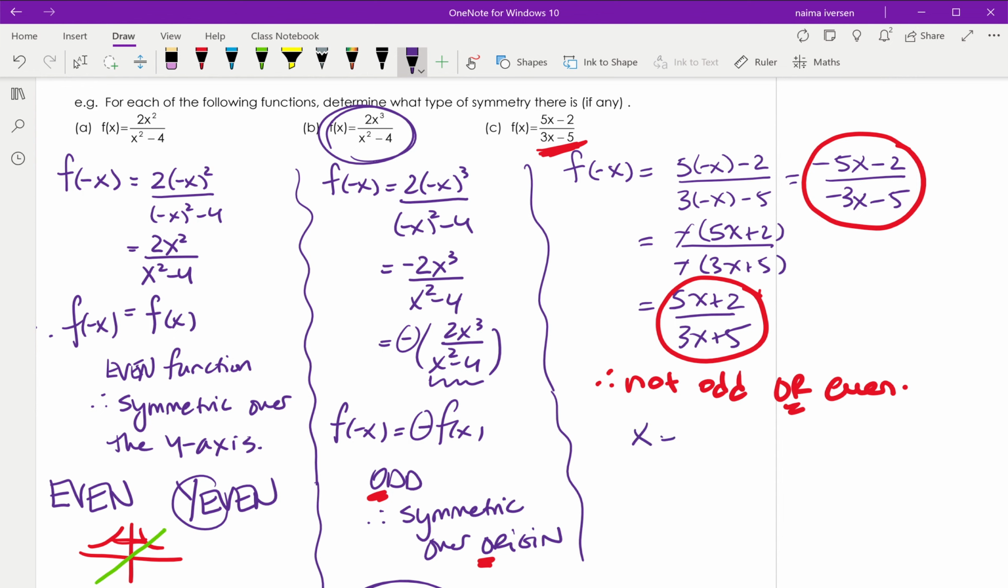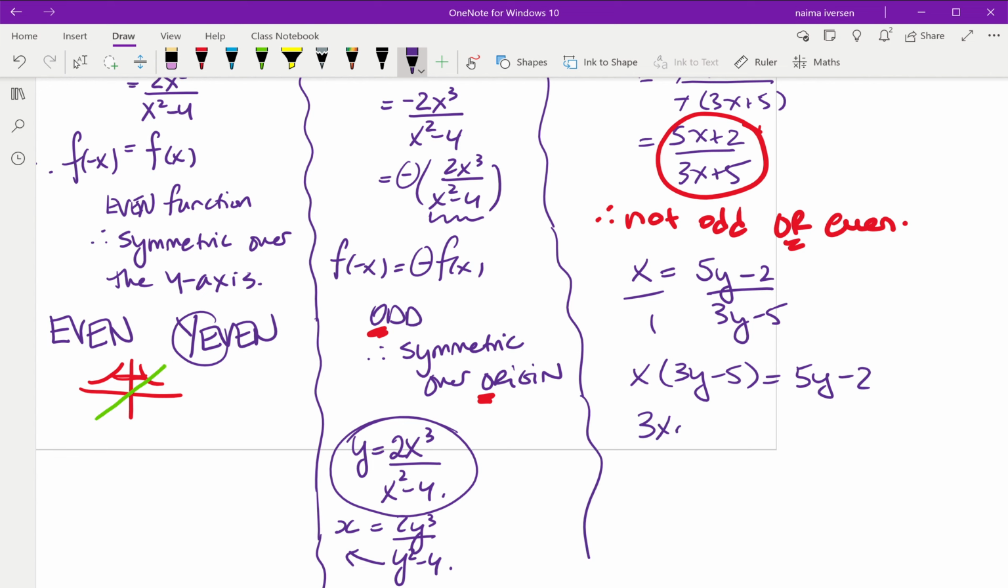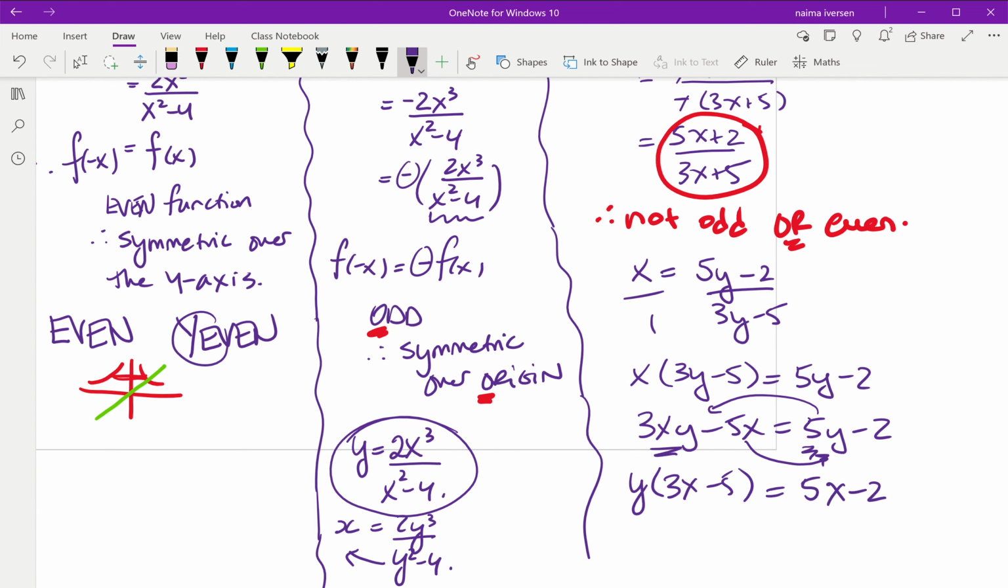So I switch my x and the y, so I'm going to get x equals 5y minus 2 over 3y minus 5, over 1. Get that common denominator by multiplying this guy by 3y minus 5, is equal to 5y minus 2. So we're going to get 3xy minus 5x is equal to 5y minus 2. And let's get all of our y's to the left side. So if I factor out my y, I'm going to be left with 3x minus 5. I'm bringing the 5x to the other side, so I'm going to get positive 5x minus 2.